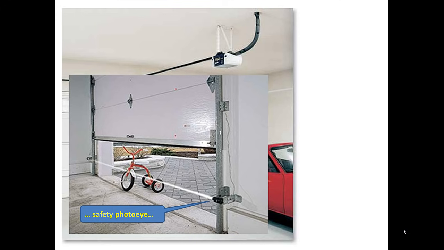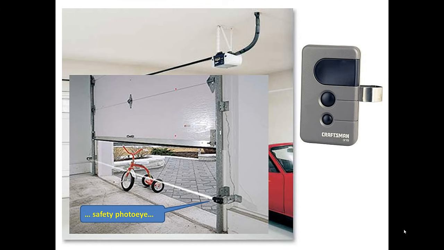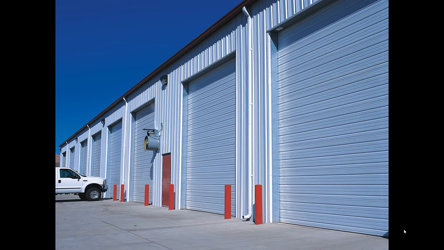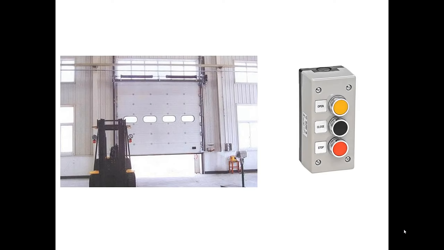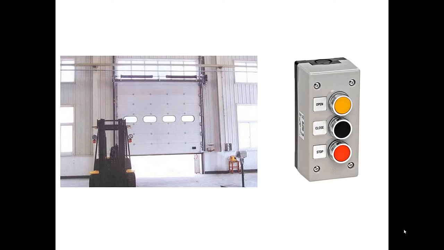Now, you would not use a PLC to control a residential garage door. You would not even build your own control for a residential garage door. However, we also need push buttons to operate this thing. So there's your whole garage door opener, including safety device and push buttons. This is more what an industrial garage door might look like, outside and inside, and the push buttons that you would use to operate it.